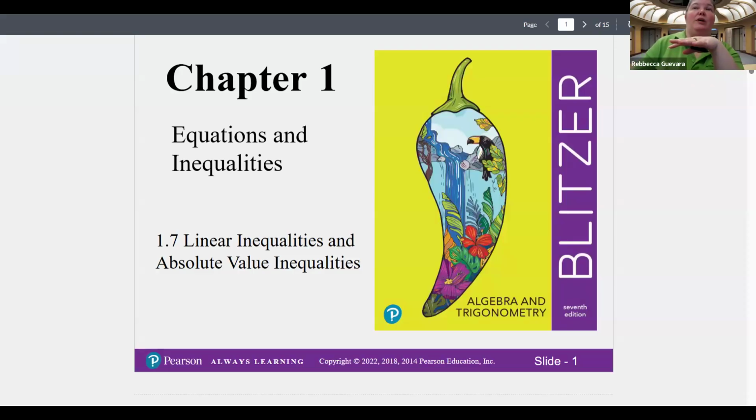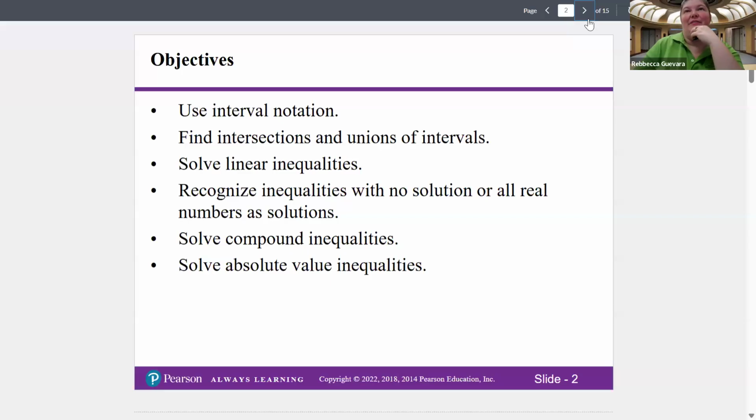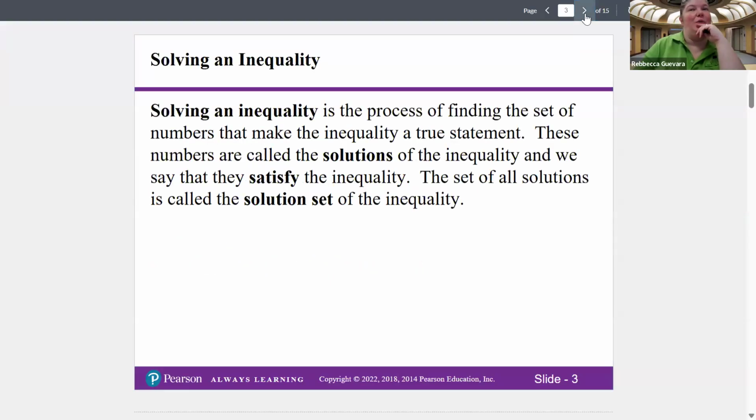We're going to be working on different kinds of inequalities. So first we're going to start with linear inequalities. We mentioned absolute in here, but I've actually pulled that out. We're not going to do the absolute inequalities. We're just going to do linear inequalities.